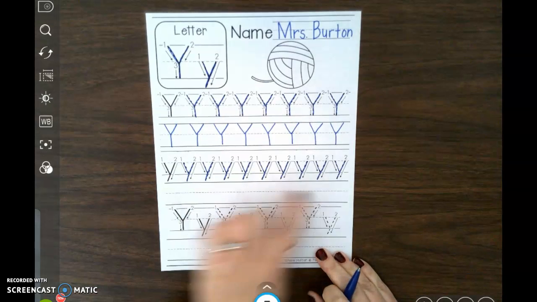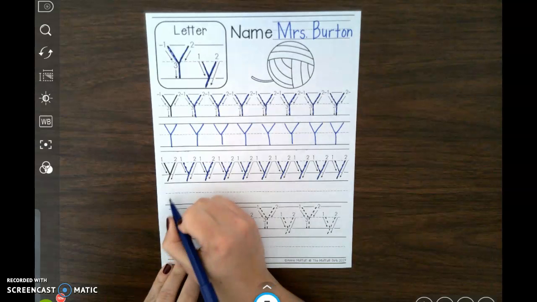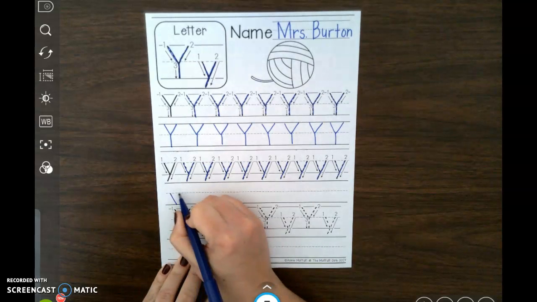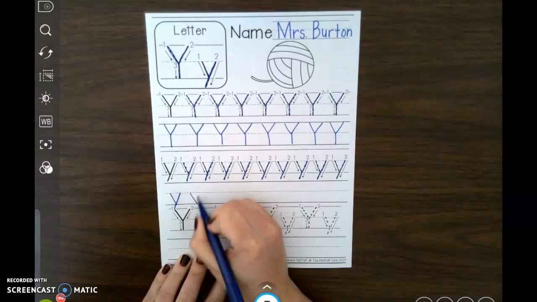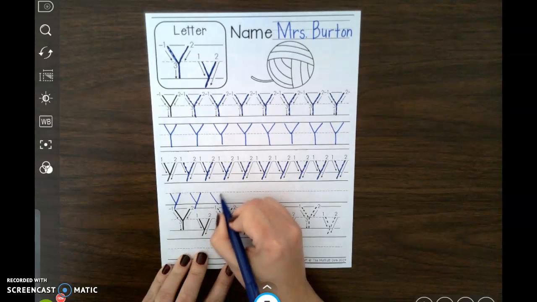We're going to do lowercase y's on our own. I'm going to start on that middle line. Slant down, down, and make it dangle. Make sure it comes down past that bottom line.